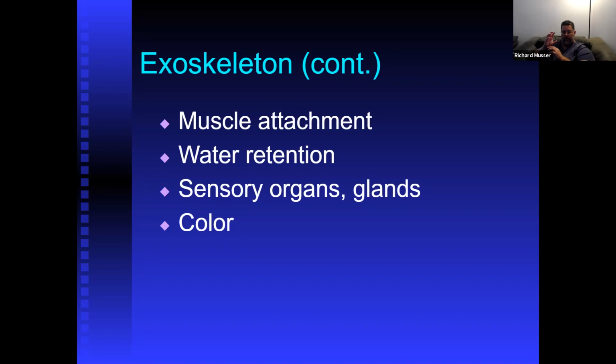It's obviously important for muscle attachments. It provides the color for the insect. So the cuticle provides the iridescent colors of its scales, like on a butterfly or a moth. But they can be very colorful, as you know, and provide all sorts of different ways of messing with the light to give them that iridescent look.